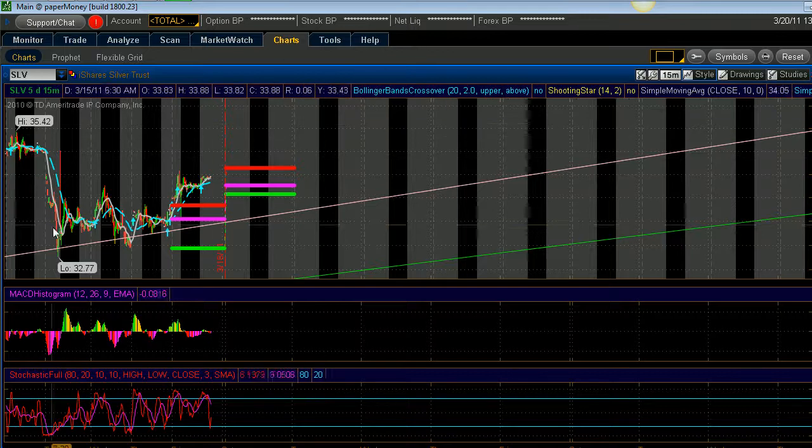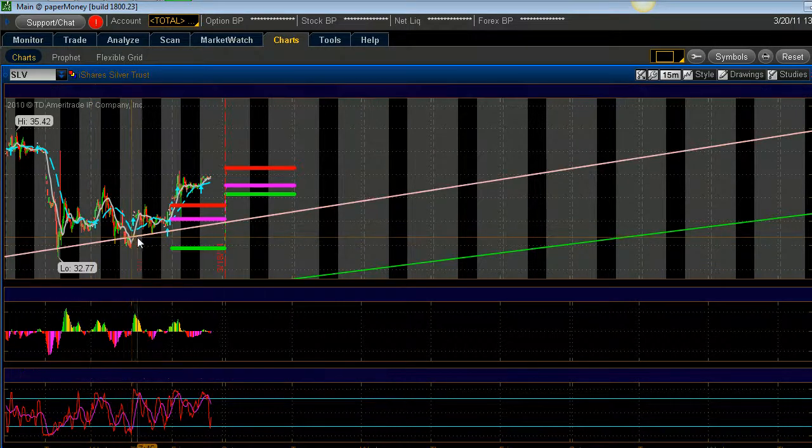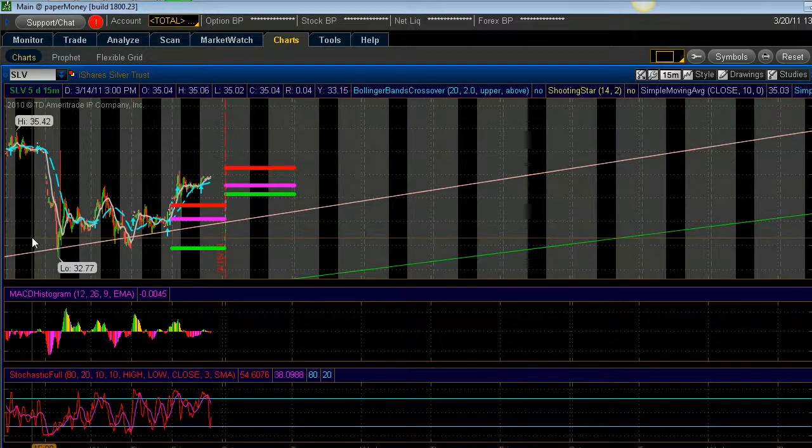It told me with this bear flag back here that it was a good short, and it should have come down and retested this 32, and it did. It did come down and test that 32. So I'm trying to, okay, this is the 15, that's why I'm having a problem.